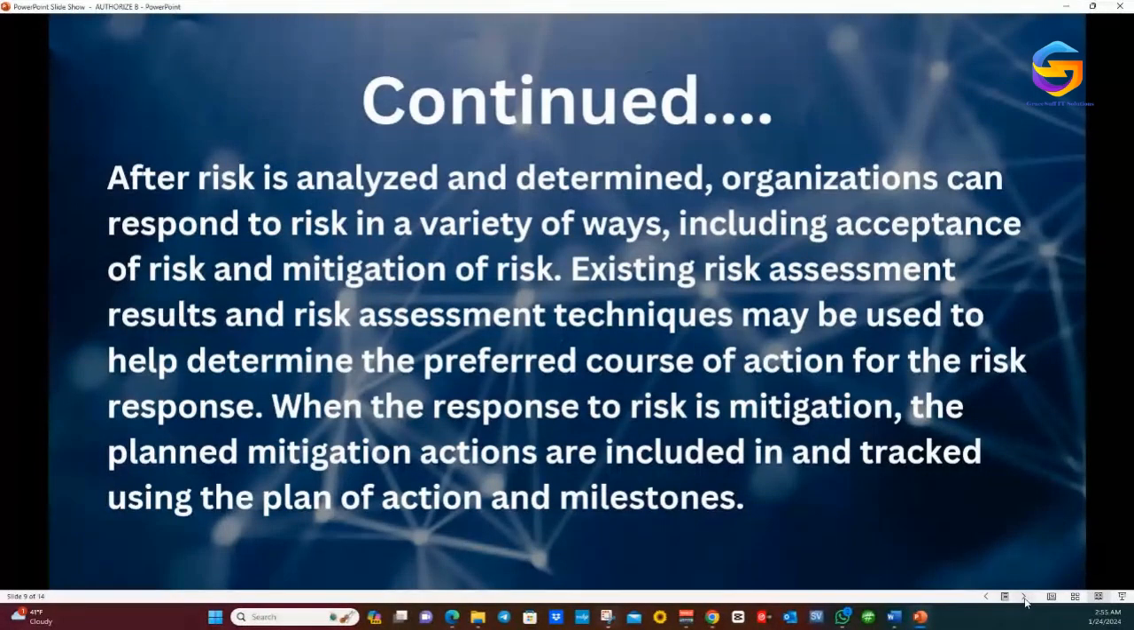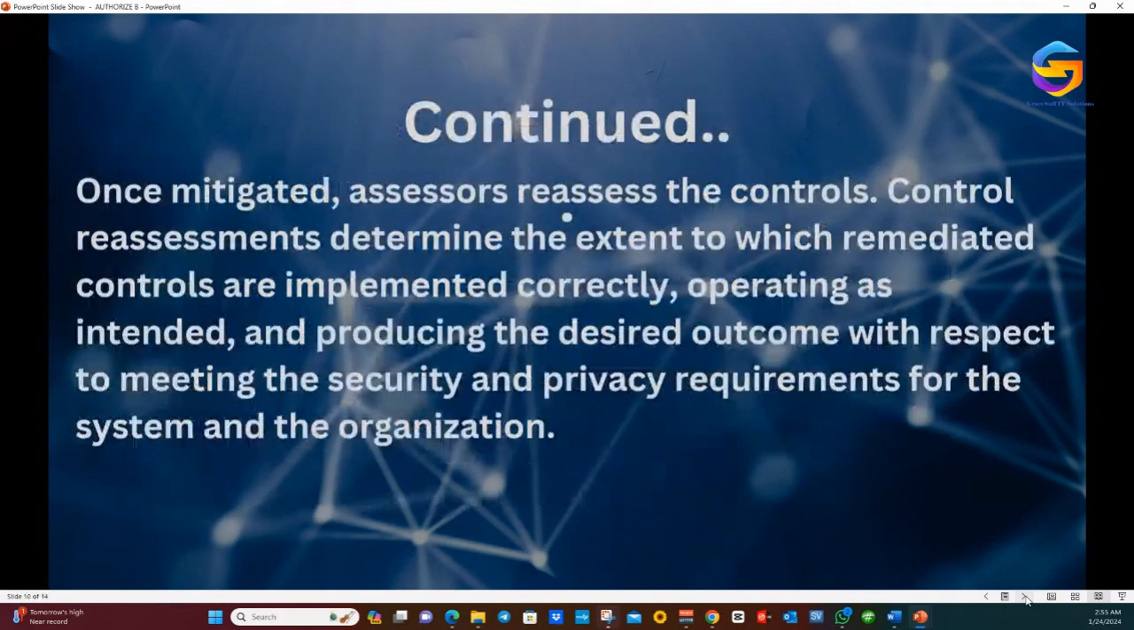So at this point, the company will say that's okay. Now let's put in security controls to reduce it. And once they put in security measures to reduce it, they tend to monitor it and it becomes part of the POA&M. When the response to risks is mitigation, the planned mitigation actions are included in and tracked using the plan of action and milestones. So it depends on what the company wants to do. The company can even decide to transfer risks, where it's given to a third party. All these things would have to be determined by the company together with the AO.